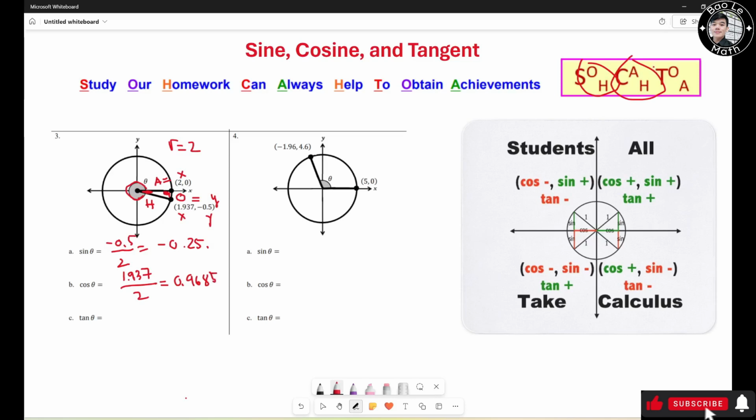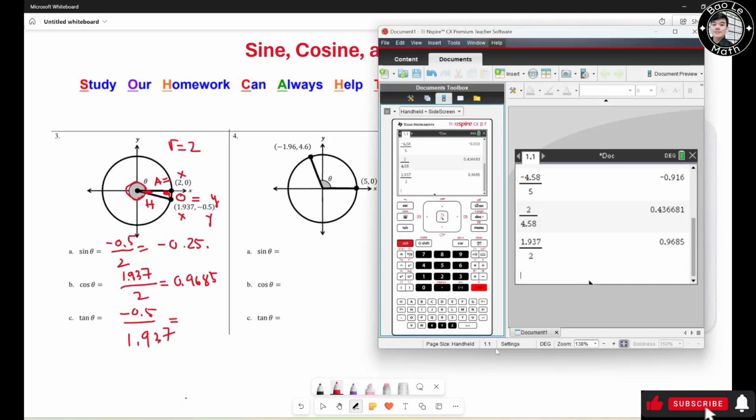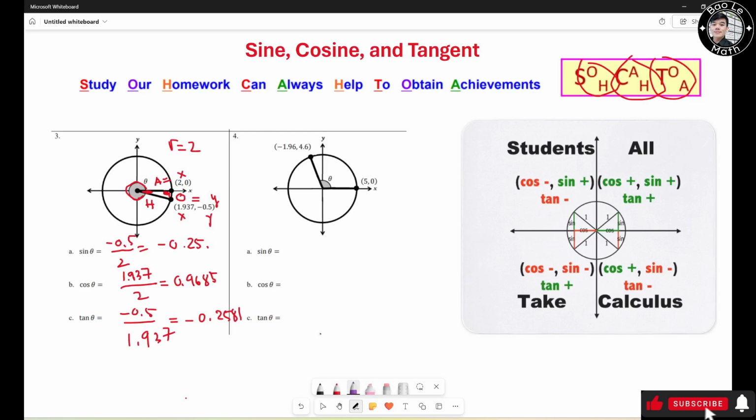Now, tangent theta is going to be opposite over adjacent, right? Opposite, which means y value. Y value is -0.5 over adjacent. Adjacent, which means x value, is going to be 1.937, right? So this guy turns out to be -0.5 divided by 1.937. So the answer is -0.2581, right?